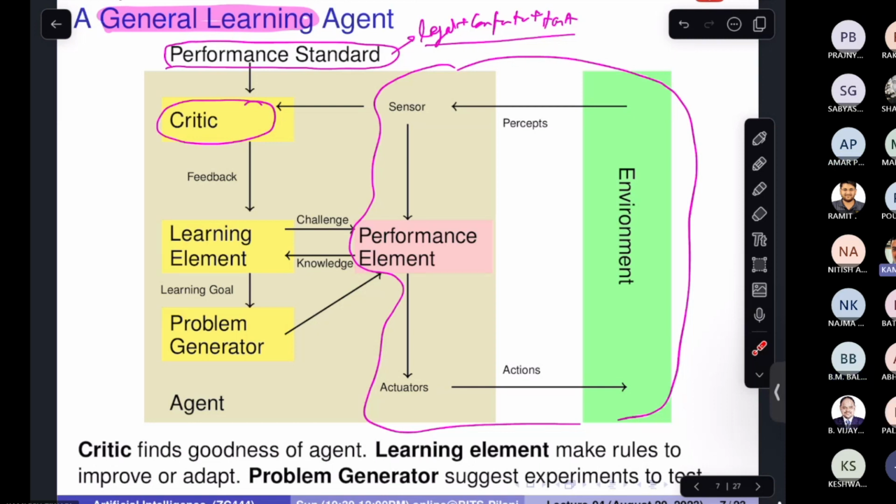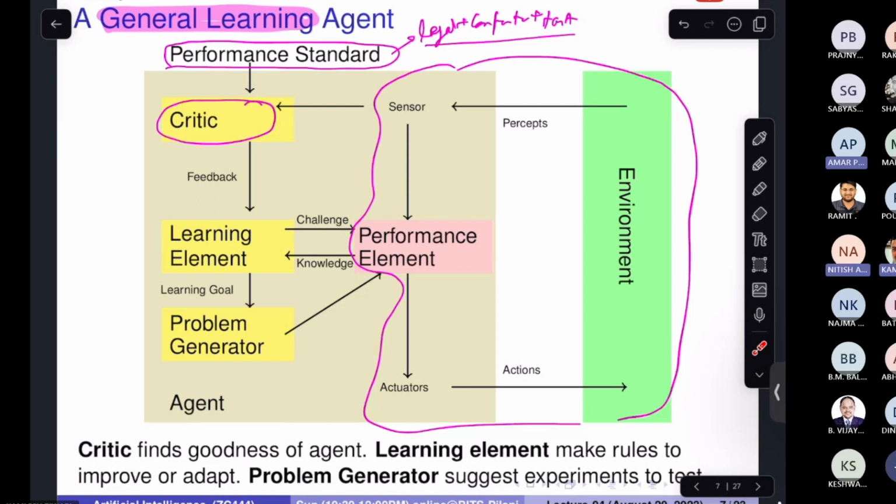All right, very good. So we have discussed till now that there is a critic providing feedback on how you can improve. The learning element is opening all this knowledge, that means checking how you are taking the decision, what your system is, and then providing suggestions, okay, can you change this particular part so that you can be better? He is suggesting something.